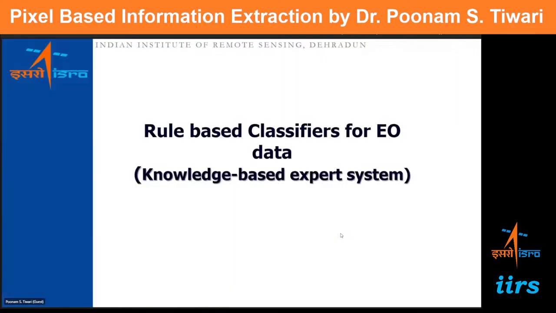So now once we have the textures and we have other types of data sets also, how can we utilize all this information to do the classification in the manner that a human or a person would do? There are certain classifiers which we call expert classifiers, knowledge-based classifiers, or rule-based classifiers, which can be used for such problems.